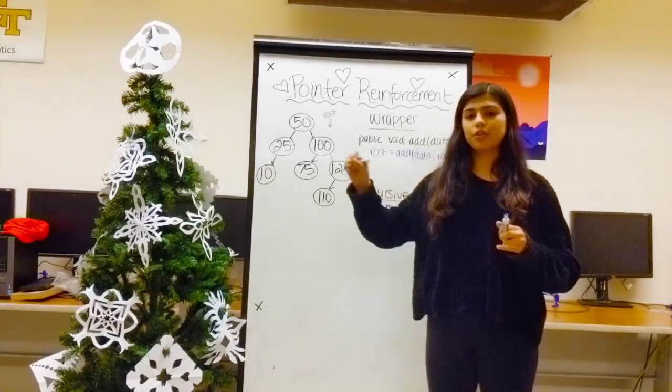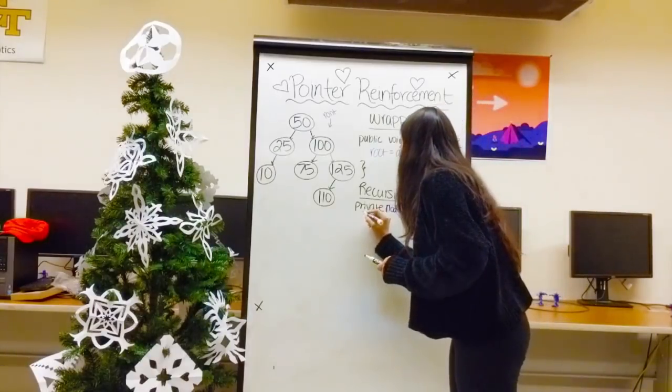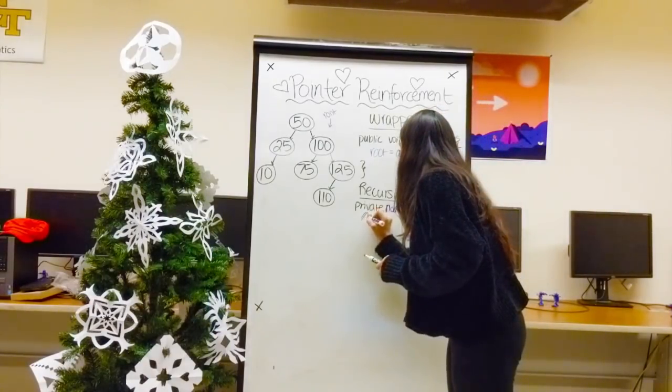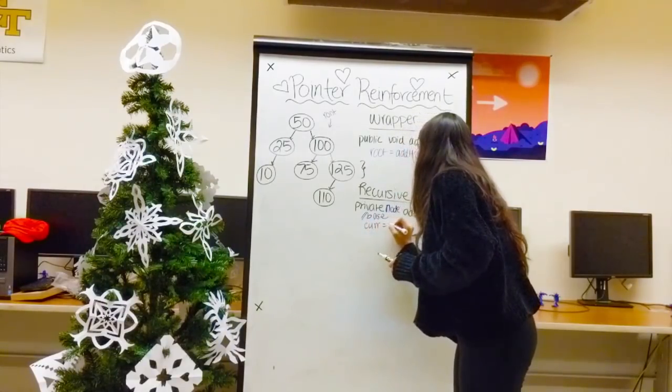And again, I'm going to go through the diagramming example again with the pseudocode. So your base case would be that your current node is equal to null.